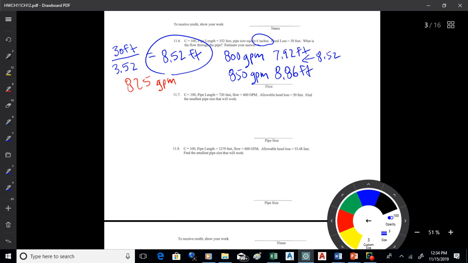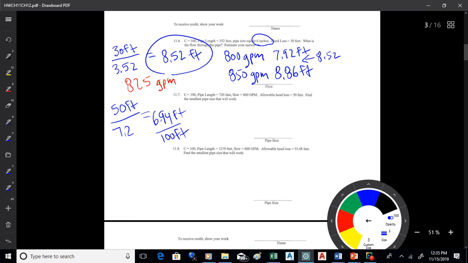All right, now the next one. We've got 720 feet of pipe and 50 feet of allowable head loss. If I take 50 feet over the number of 100-foot lengths, which is 7.2, I get 6.94 feet per 100 feet. That is the maximum head loss that I can have.